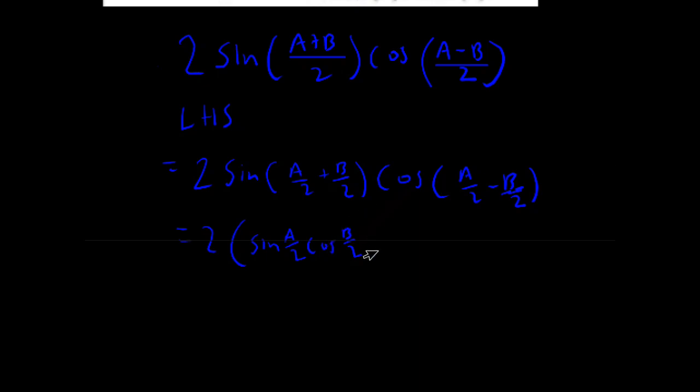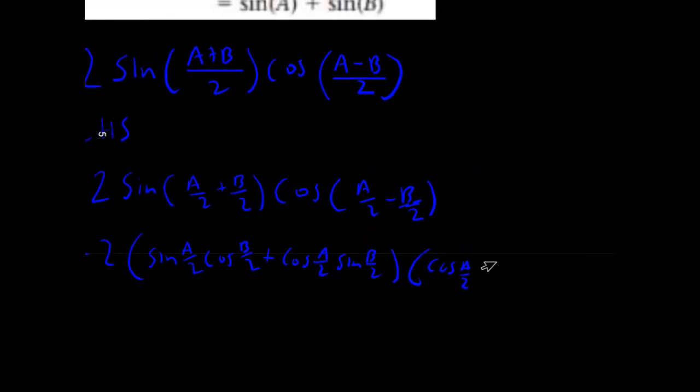Now we're going to have sine cos, then the sine stays the same, so it's going to be plus cos sine. So we're going to have cos A over 2 sine B over 2. Now this is going to be multiplied by the other one. When you expand this, cos is cos cos, sine sine. So we're going to have cos A over 2.